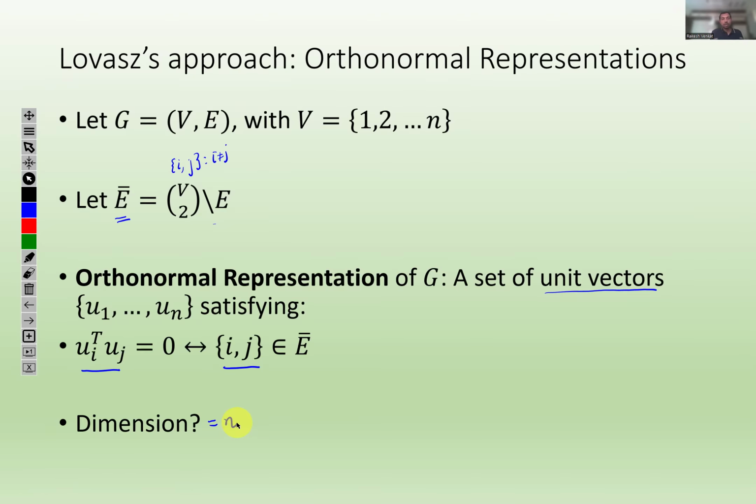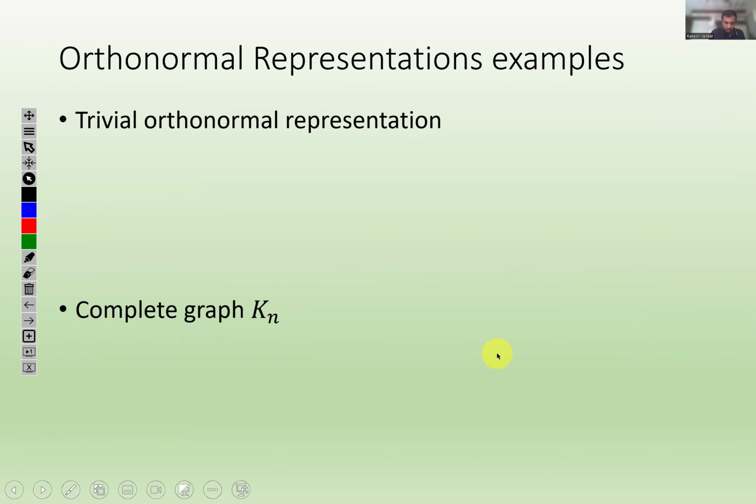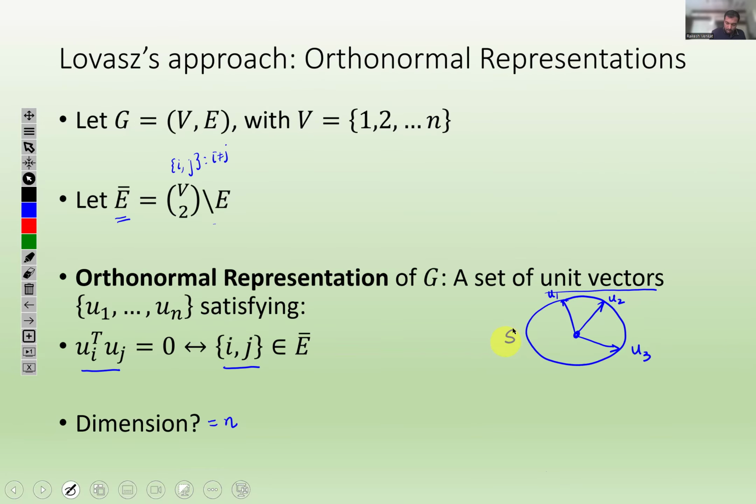Of course, it may turn out that some representations lie in a lower dimensional subspace of Rn. But that's fine. And you're looking at unit vectors, so all of them are basically lying on the unit sphere in n dimensions. So this is S to the n minus 1. All the vectors lie in S to the n minus 1. Okay. Good. Any questions about the definition of orthonormal representation?